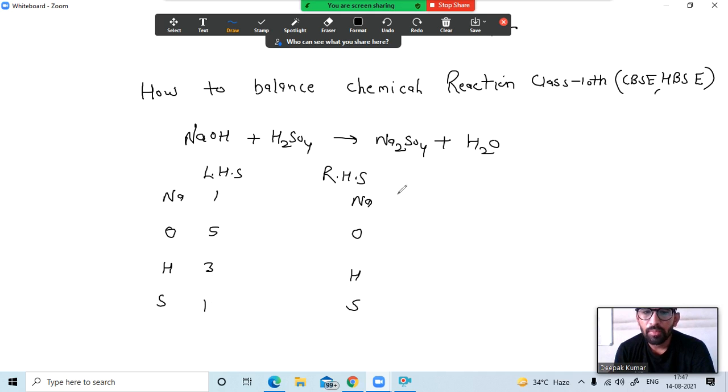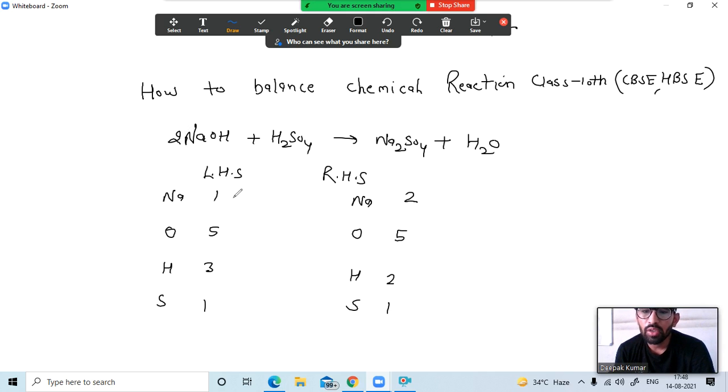And on the right hand side sodium is 2, oxygen is 5, hydrogen is 2 and sulfur is 1. First of all we check the sodium. You know very well that on the left hand side there is only 1 sodium, but on the right hand side there are 2 sodium. Now you have to multiply by 2.